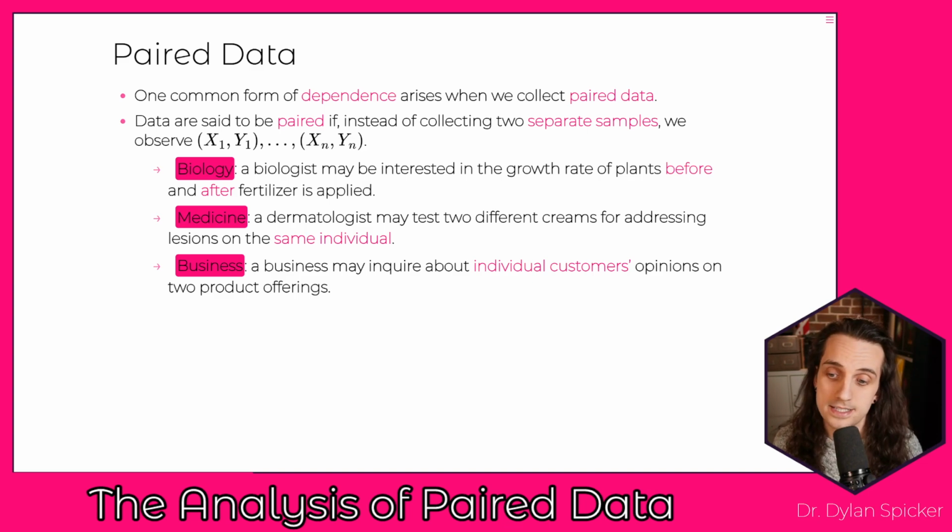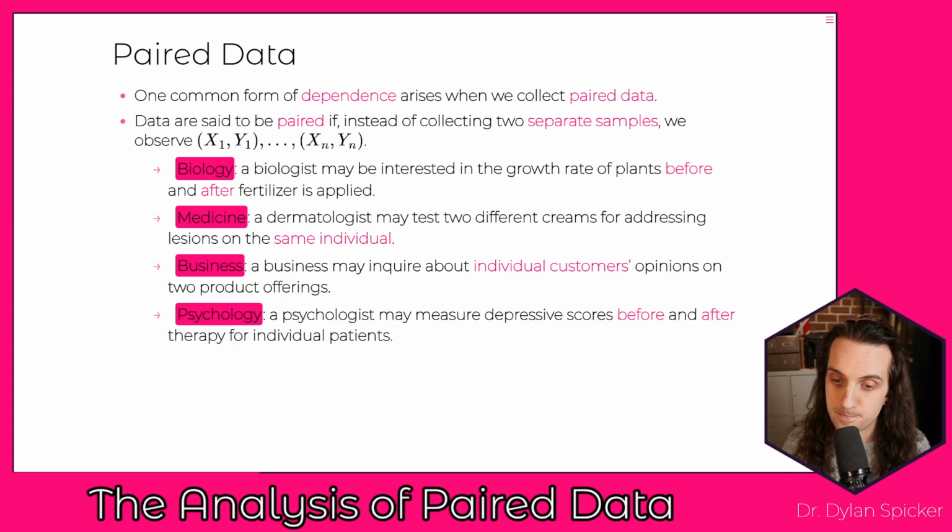In a business case, we might think about individual customers' opinions on two different product offerings. So once again, we're taking a set of customers, and we're asking their opinion on product A, and we're asking their opinion on product B. These give us two different populations, the opinions of A and the opinions of B, as the set of data that we're interested in. But each of our observations is going to be paired from sample 1 to sample 2. There's this natural correspondence between them where each customer is being asked their opinion twice.